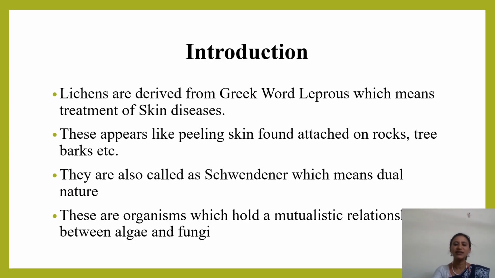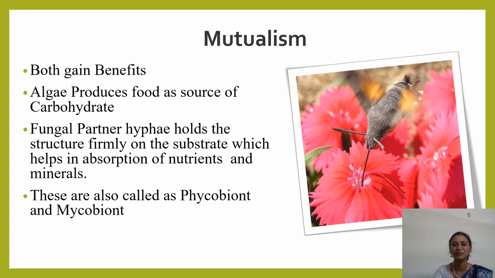So coming to the introduction, lichens are derived from a Greek word, lepres, which means treatment of skin diseases. These appear like peeling skin that is found attached on rocks, tree barks, etc. These are also called Schwendener's, which is dual in nature. These organisms hold a mutualistic relationship between two major groups, algae and fungi. These are intermediate stages which hold each other together.